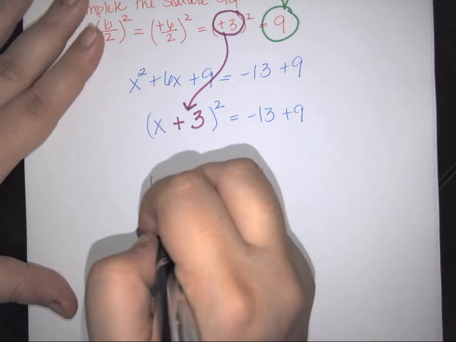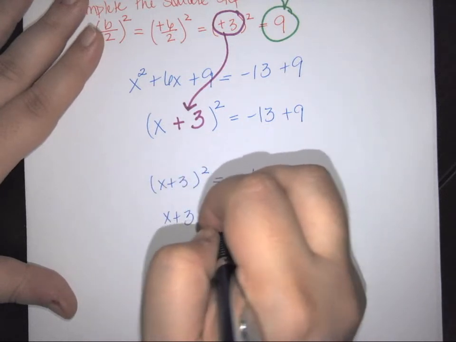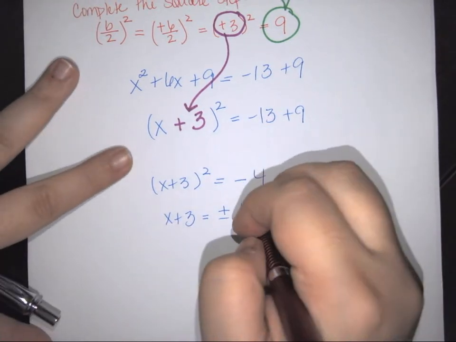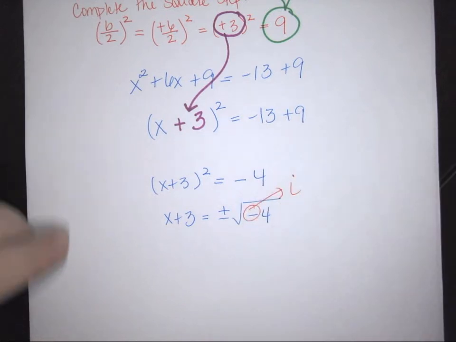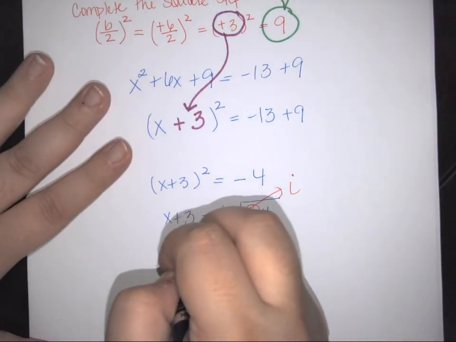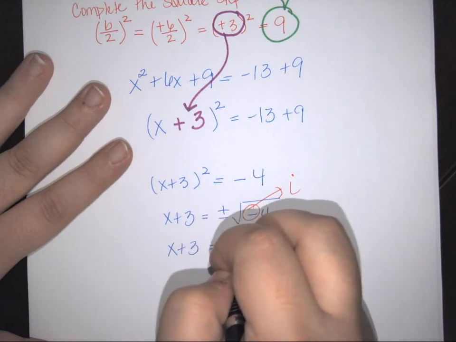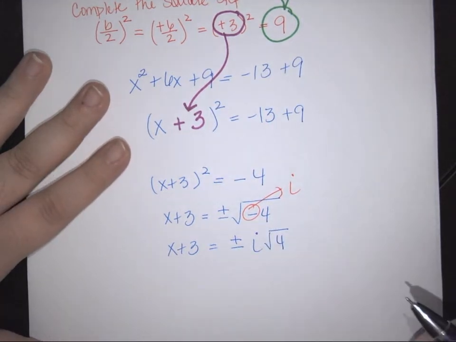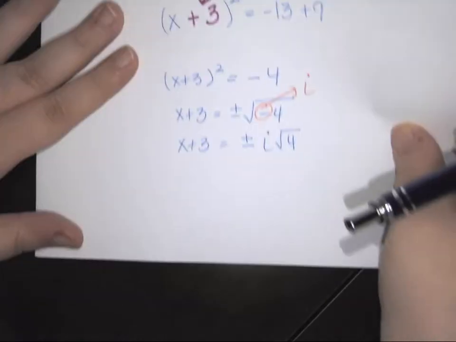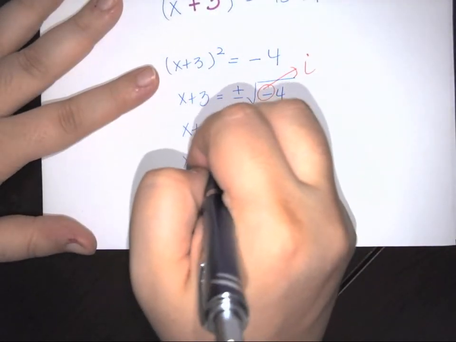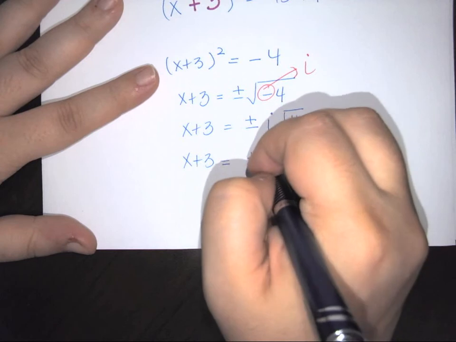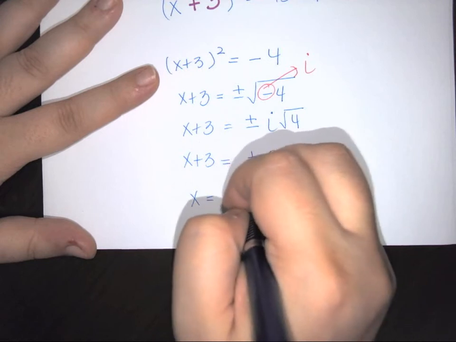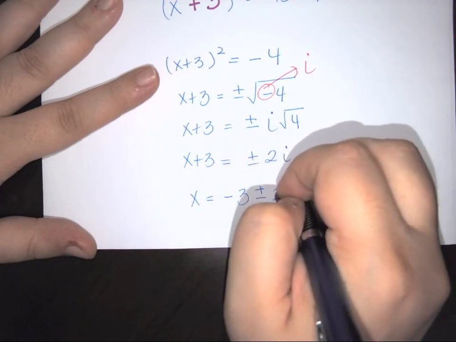Take the square root of both sides. X plus 3 is equal to plus or minus the square root of negative 4. I need to pull this negative out as an i term. So x plus 3 is equal to plus or minus i square roots of 4. We know the square root of 4 is 2. So this is the same as x plus 3 equals plus or minus 2i. Move the 3 over. X is equal to negative 3 plus or minus 2i.